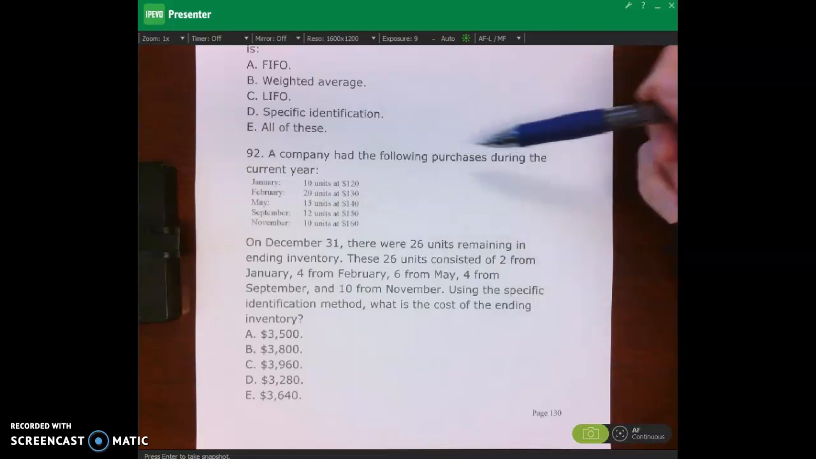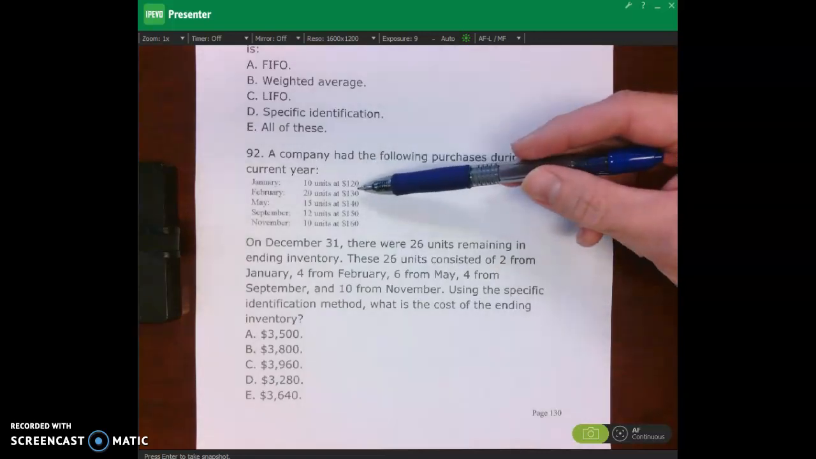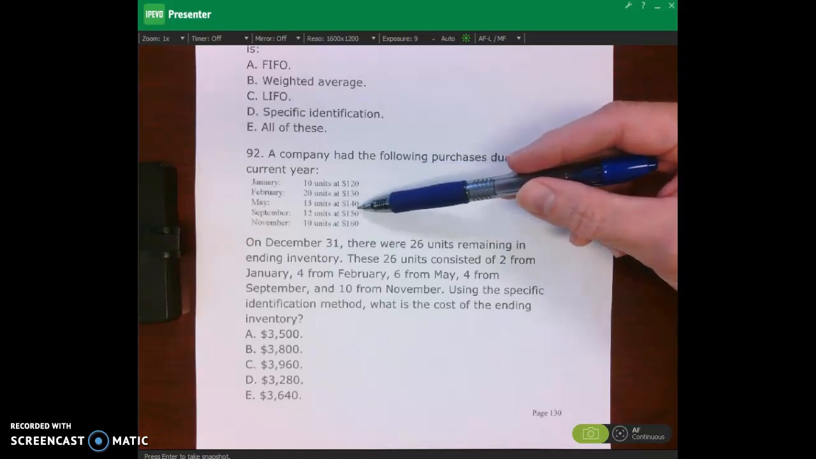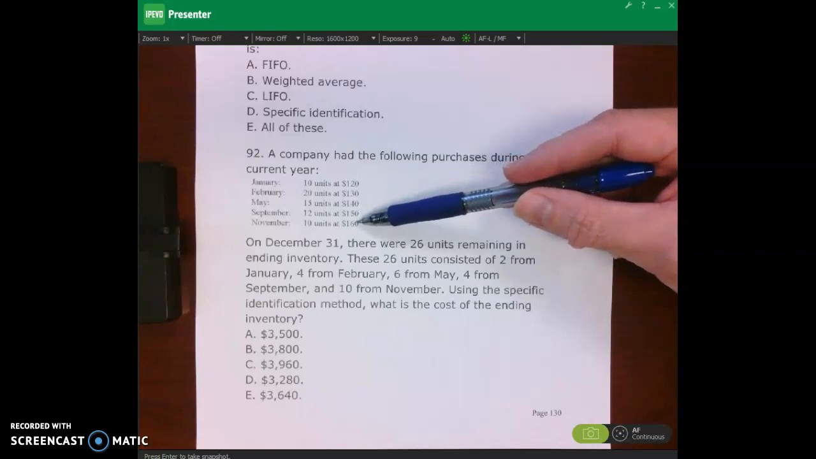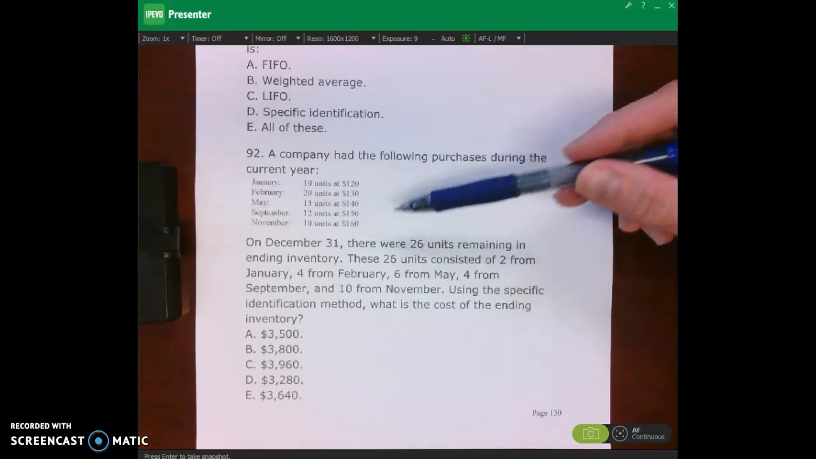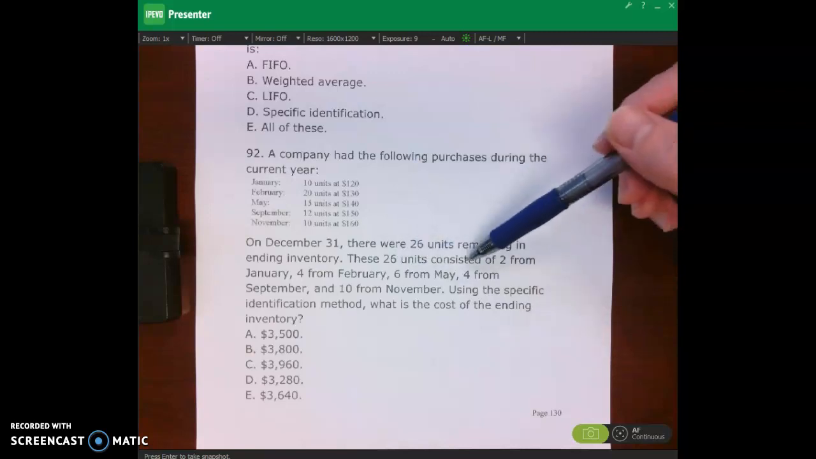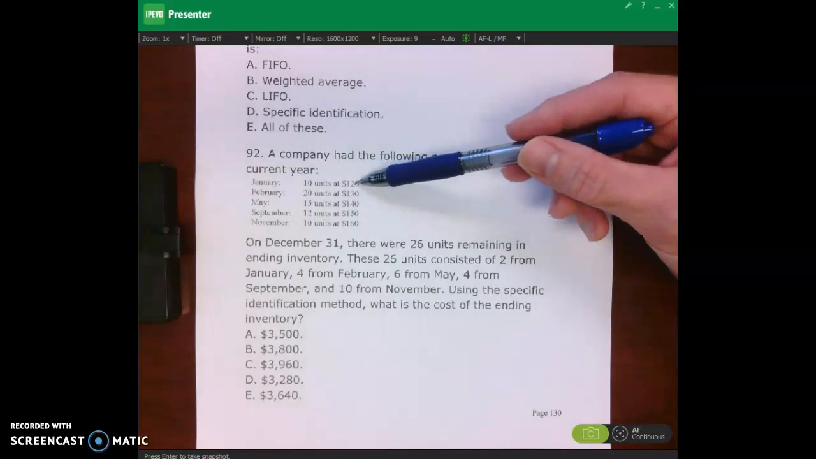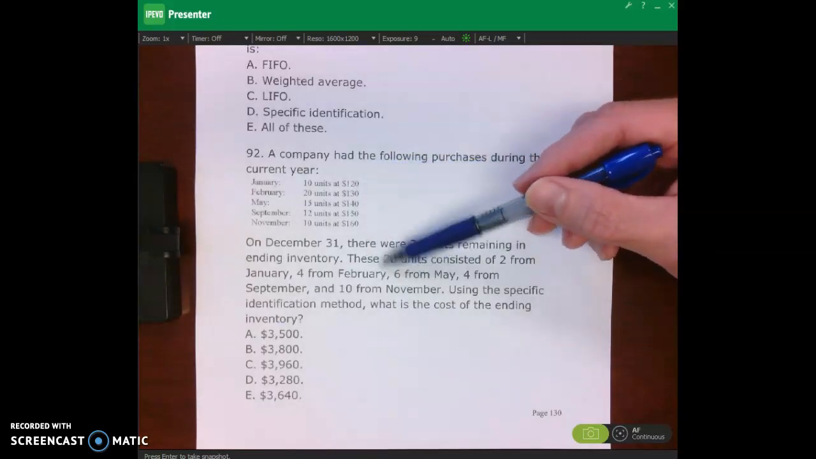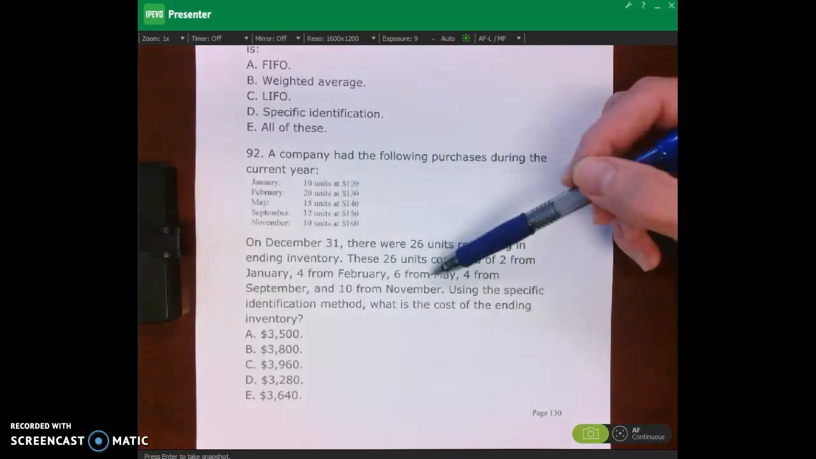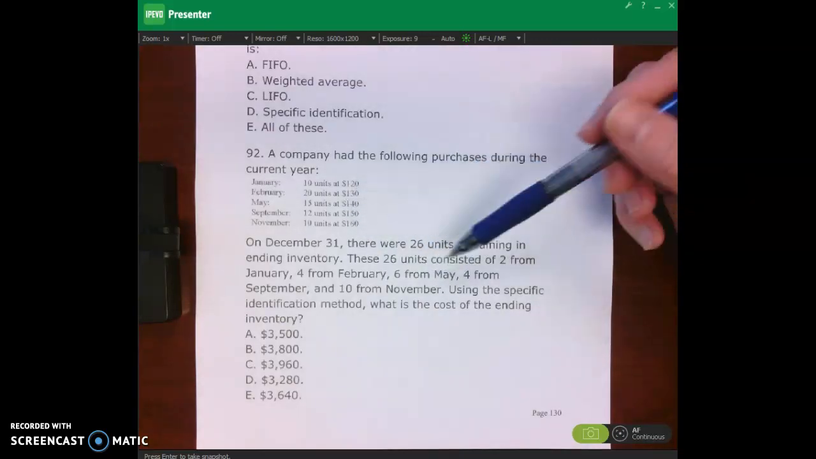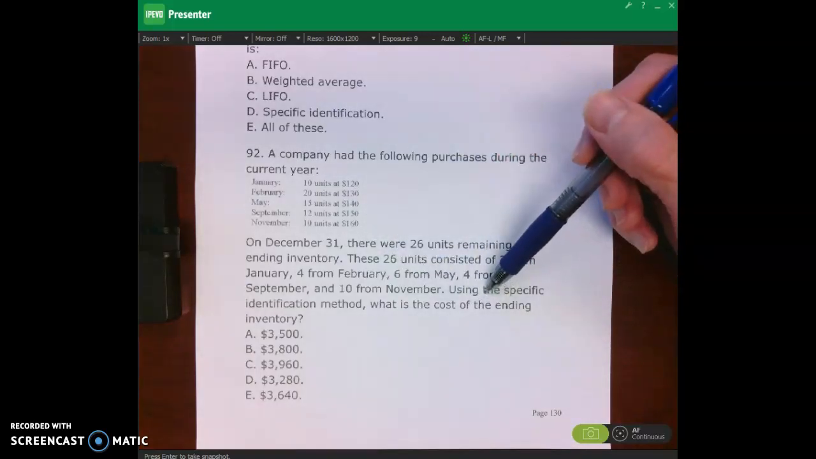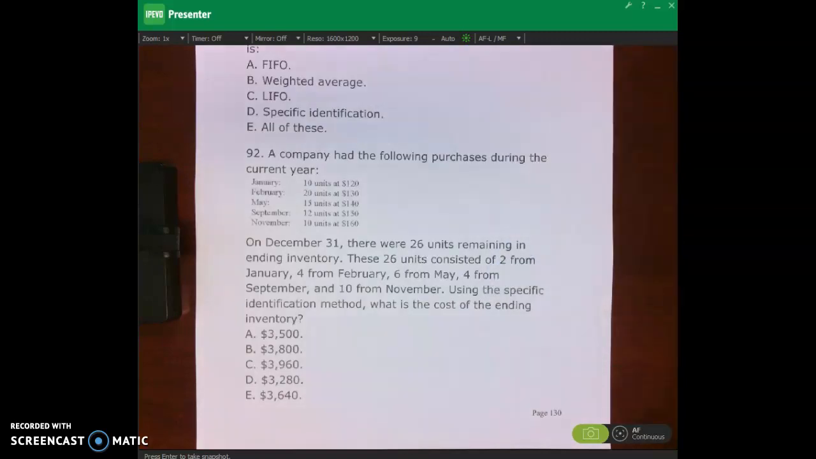It says the company had the following purchases during the current year, and I'm looking at this table: 10 units at 120, 20 units at 130, 15 units at 140, 12 units at 150, 10 units at 160. On December 31st, there were 26 units remaining, consisting of 2 from January 4th at the $120, 4 from February at the $130, 6 from May at the $140, 4 from September, and 10 from November. This one used specific identification. What's the cost of ending inventory?